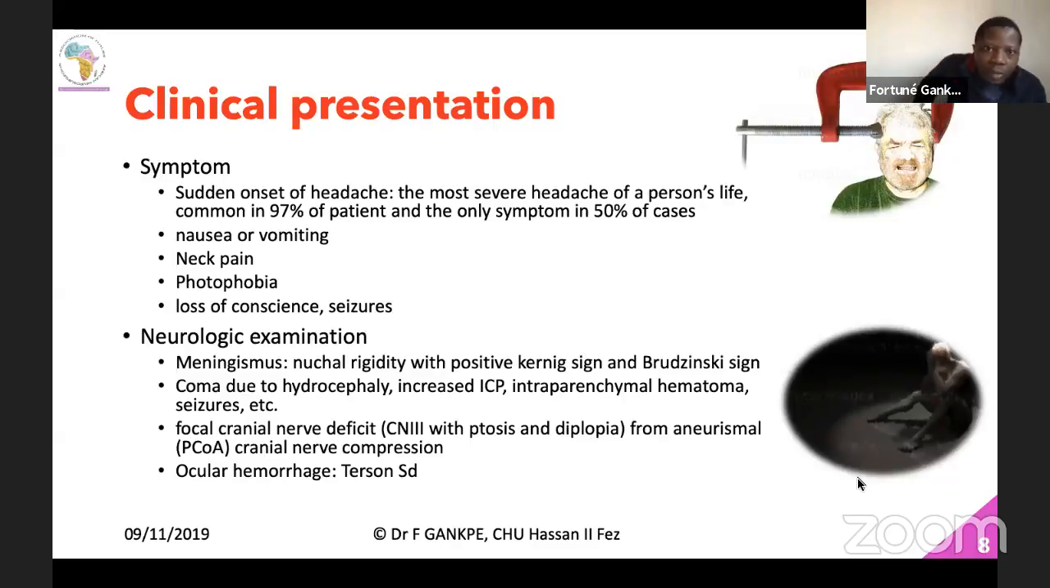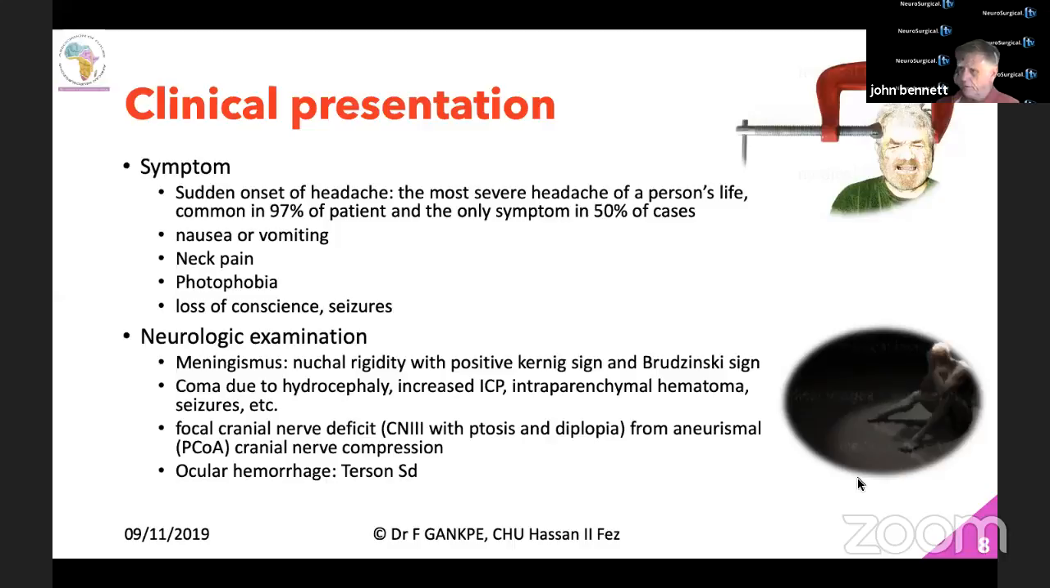Patients with subarachnoid hemorrhage present with the sudden onset of headache, the most severe headache of a patient's life. And the patient can specify the exact time when the symptom occurs and what they were doing. Other symptoms can also occur, such as nausea, vomiting, neck pain, photophobia, loss of consciousness, and seizure.